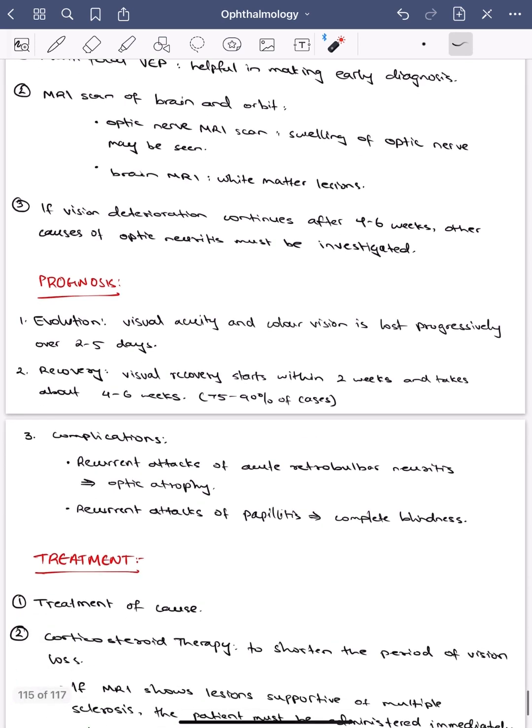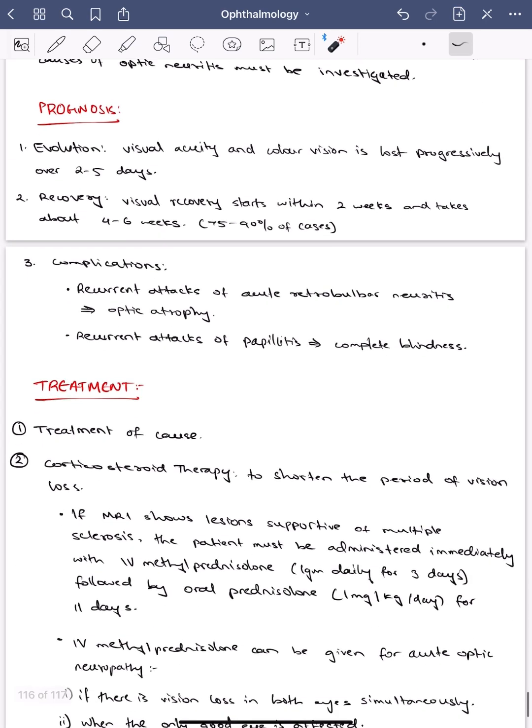Now the prognosis of optic neuritis. Now there are 3 types of prognosis. It may be evolution, recovery, and complications. Evolution means that the visual acuity and color vision is lost progressively over a period of 2 to 5 days. Okay, so the first is that the loss of visual acuity and impairment of color vision progresses over 2 to 5 days. Second is the recovery phase.